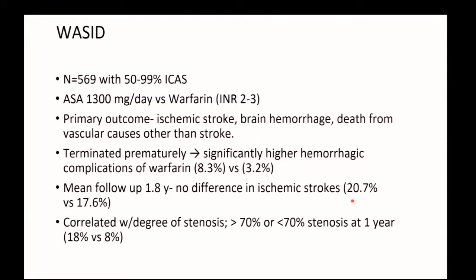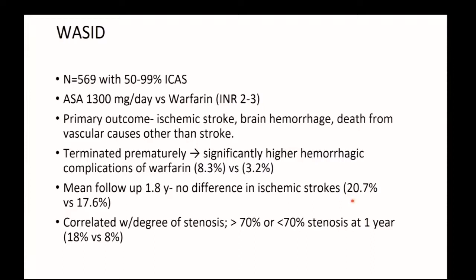So in the WASID trial, they recruited more than 550 patients with 50% to 99% stenosis. So they included mild stenosis ICAD, I would say, more than 50%. And the two arms: one with aspirin, a mega dose of aspirin I've never seen before, 1,300 milligrams of aspirin, versus warfarin with INR of 2 to 3, the standard INR we use now. And the primary outcome is ischemic stroke, brain hemorrhage, or death from vascular causes other than stroke.